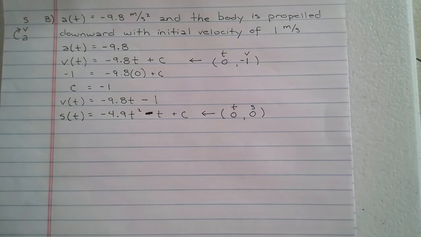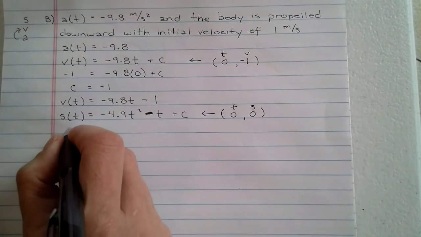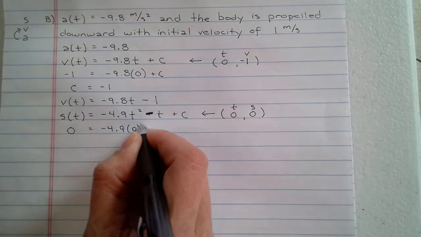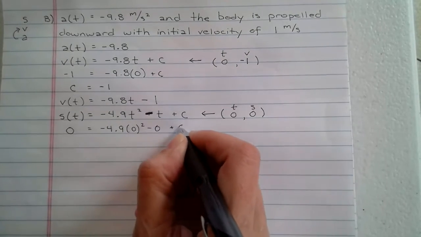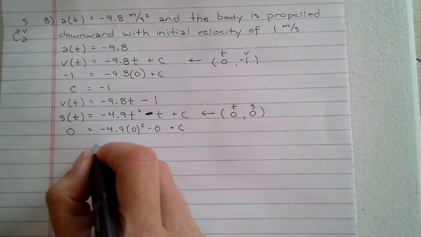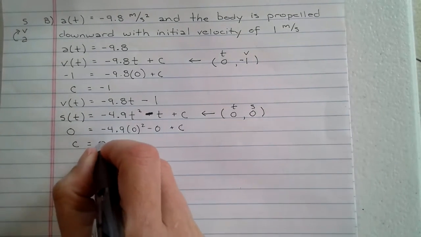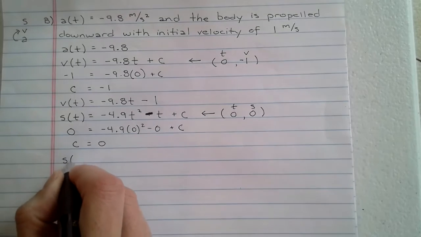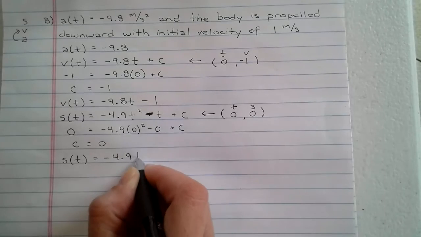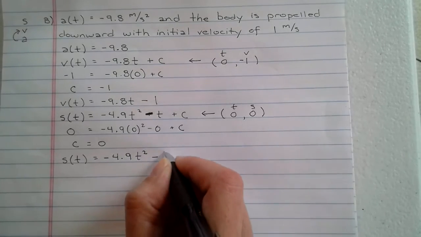So I didn't make any changes. And if we plug in a 0 for position and a 0 for time, we should be able to pretty easily solve for our constant. And then we can make our perfected position function, which is what we were asked to find.